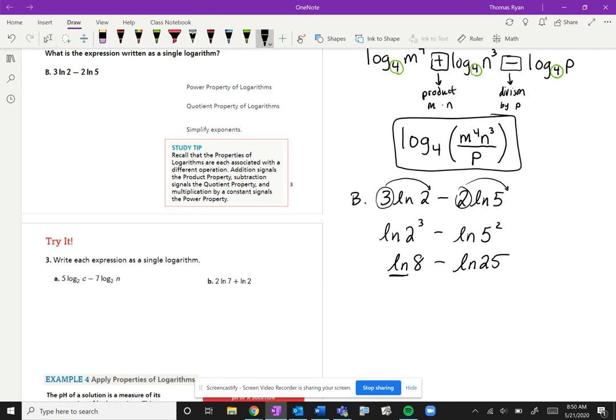And since they're both ln, that is essentially the same log base, so we can condense them. And how are we going to condense? Subtraction indicates division. So we're going to have ln of 8 over 25, because remember, whatever comes first is in your numerator, divided by whatever comes second. Can we simplify? No. So we leave it as ln of 8 over 25.